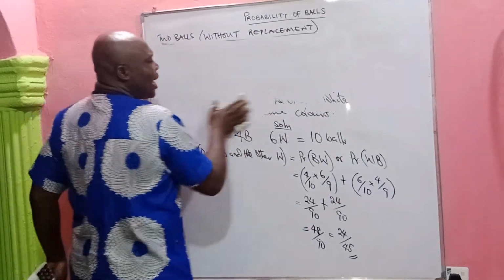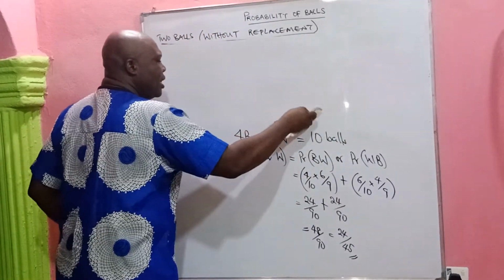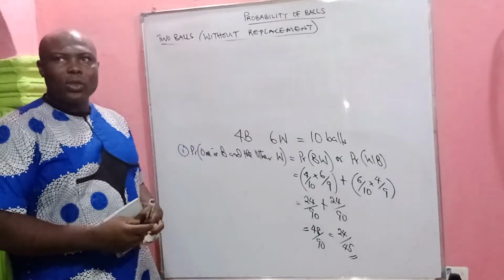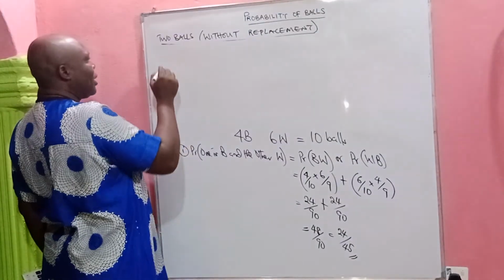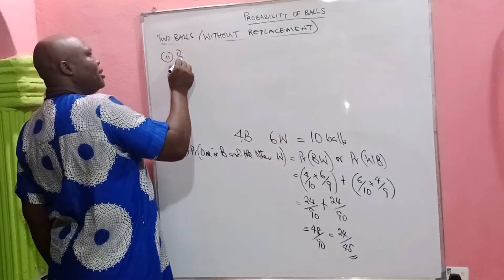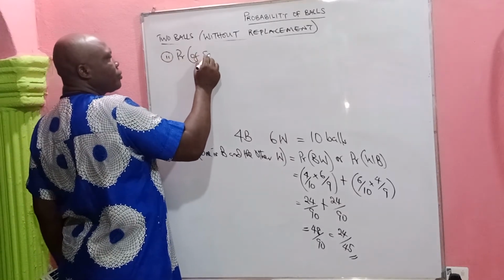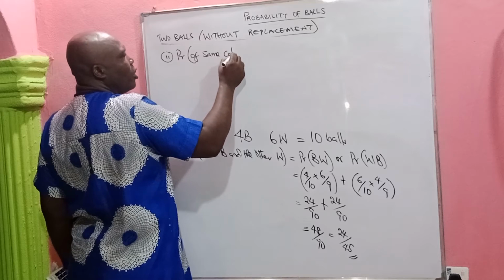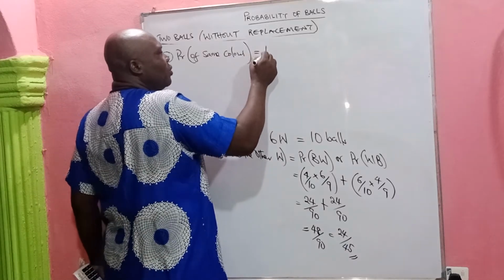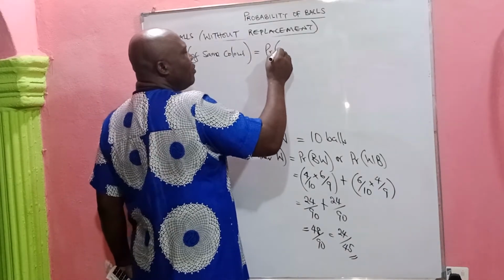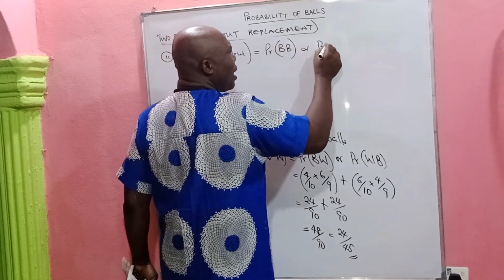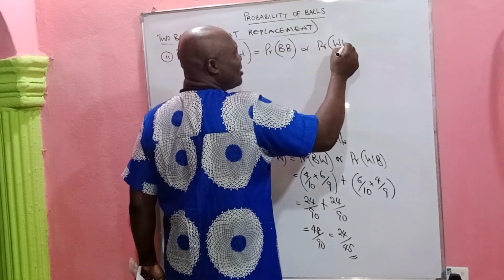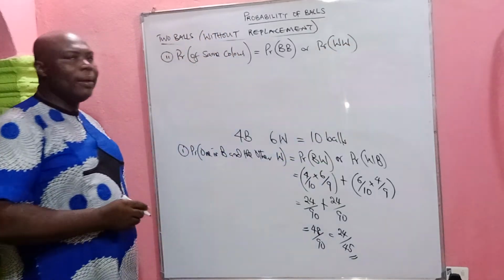Now understand that it is only when we are picking the second pick, when we are trying to pick the second ball, that it is affected by whatever we have done. All right, so the probability of same color. If we are dealing with same color, it means we are talking about the probability of the first being blue and the second being blue, or the probability that the first is white and the second is white. They are of same color.